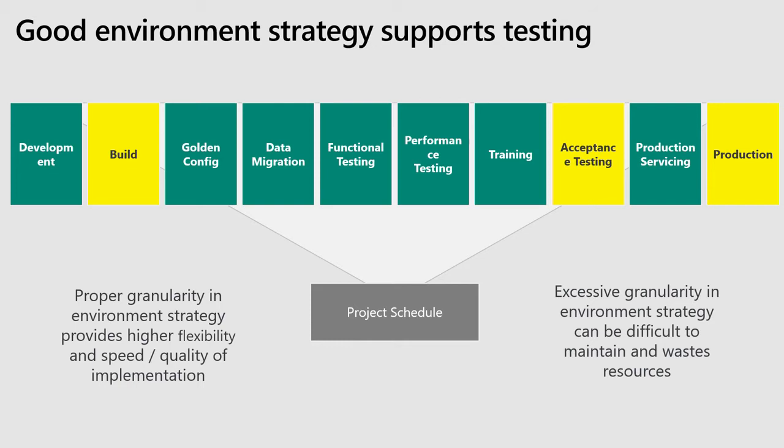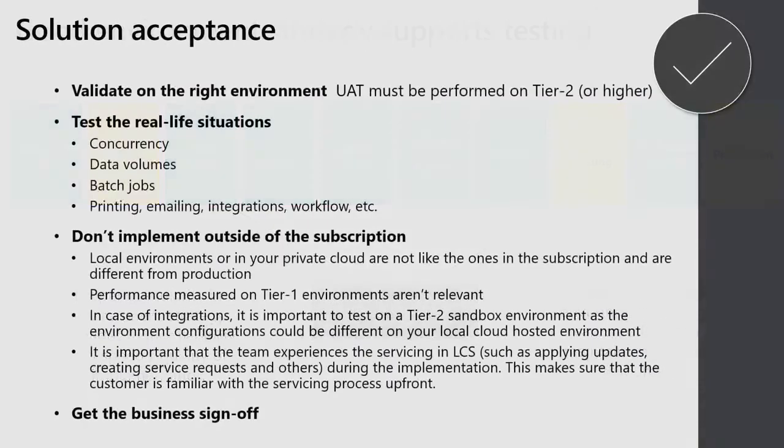And to understand how many add-ons are required, you need to know what are the different stages for which you will need an environment. There's a possibility that you might be able to reuse, for example, the training environment for functional testing. There's a good chance that once the data migration is complete, you might be able to utilize that for performance testing. But we'll also need to plan for what type of environment you need for the respective testing, because we do allow add-ons of different tiers. If you're familiar with the tiers in our subscription, you do know that each tier has a different infrastructure topology. So again, proper granularity in environment strategy provides higher flexibility and speed and quality of implementation.